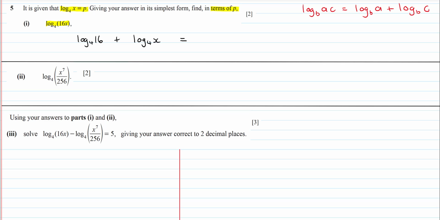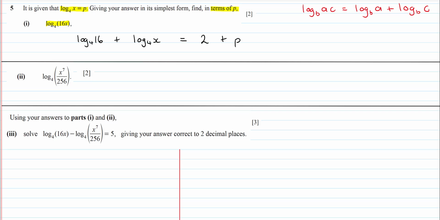And that is equal to, well, log base 4 of 16 is just saying 4 to the power of what is equal to 16, and that is just 2. And for the second term, log base 4 of x, we're given that in the question, and that is just equal to p, so we're going to get 2 plus p. So that is part 1.